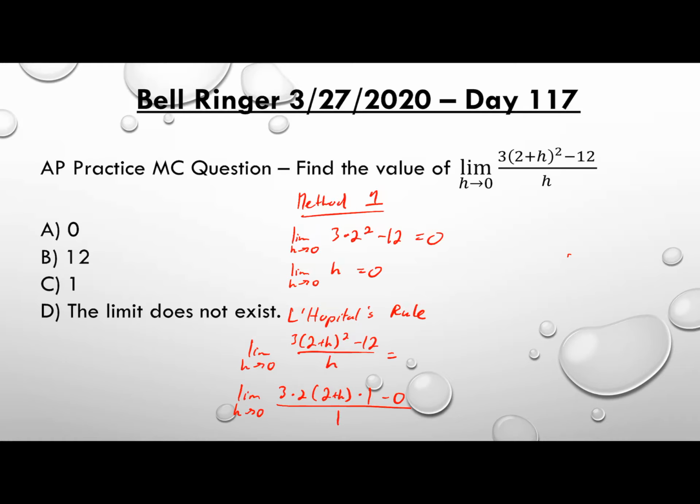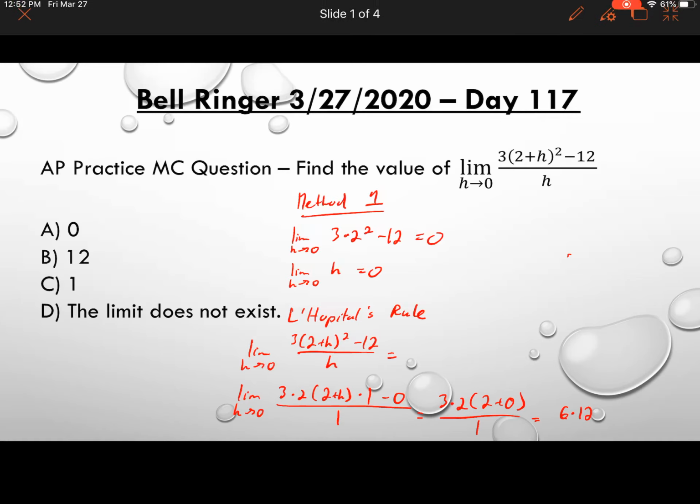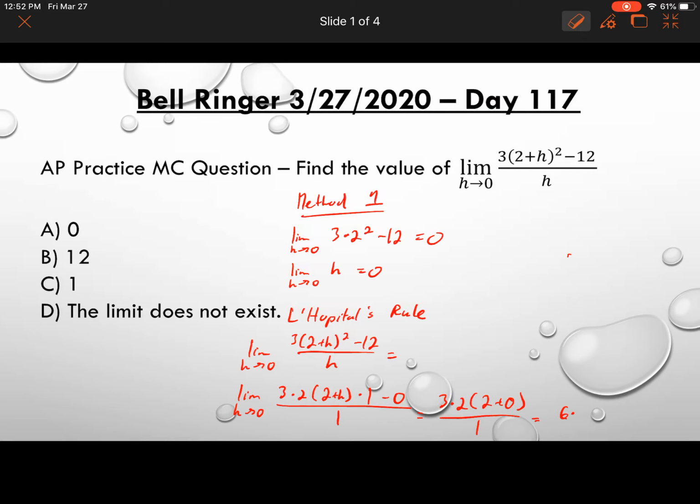So now if we try to evaluate the limit again, we end up with 3 times 2, 2 plus 0 times 1, minus 0, all over 1. So we end up with 6 times 2. 6 times 2 is 12. 6 times 2 over 1. So 12 or 12 over 1. So our answer is B. So that I would suspect to be the method that most of you would use.